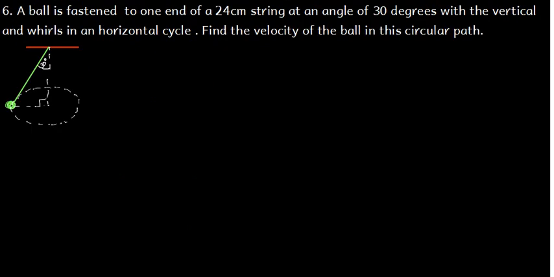The last practice question here. We've been given a ball that has been fastened to one end of a 24 centimeter string. So this string is 24 centimeters. It makes an angle of 30 degrees with the vertical, and it moves in a circle. Now I want to find the velocity of the ball in this circular path. So this is the ball here. There is a tension in this rope.